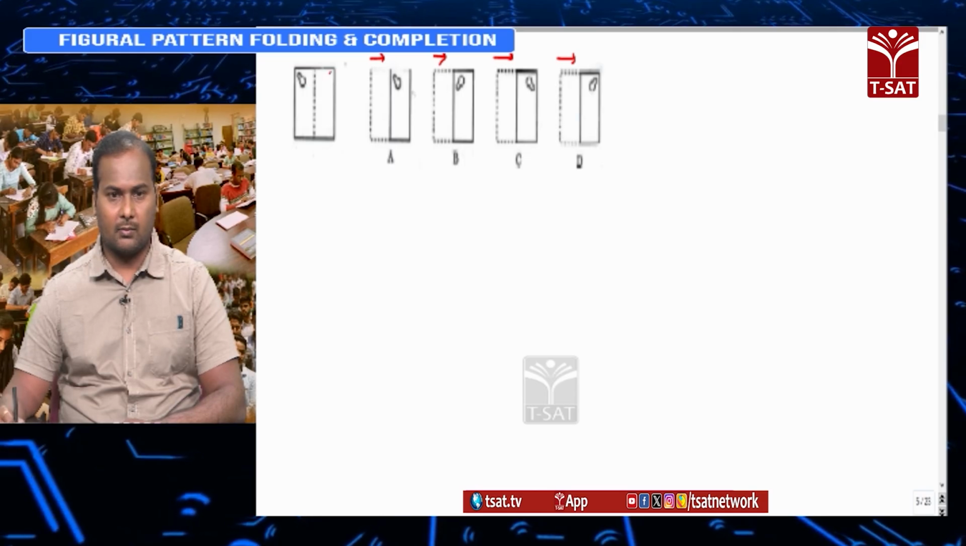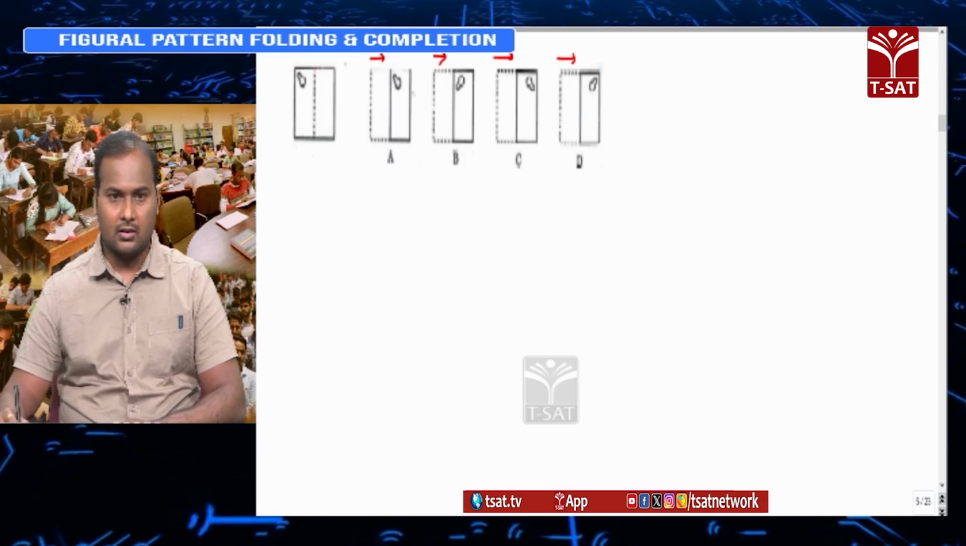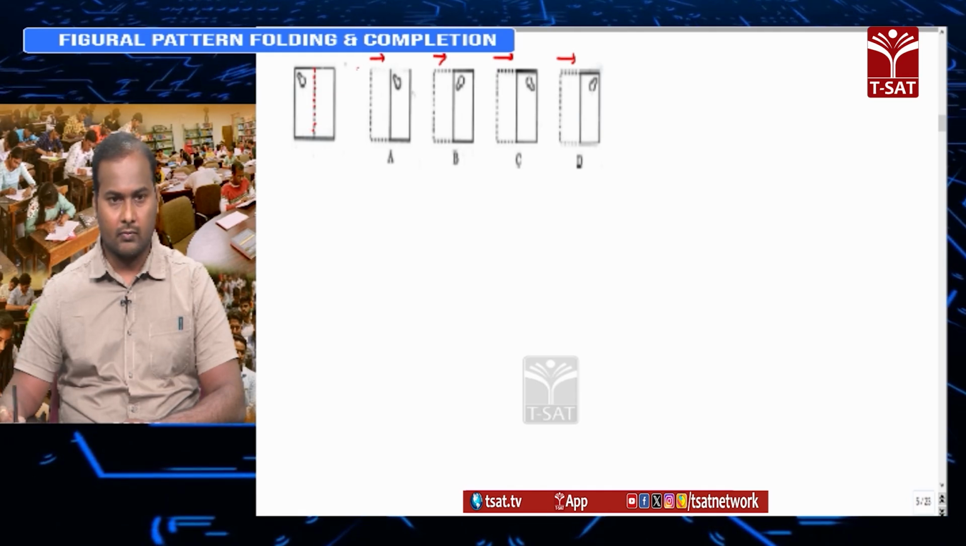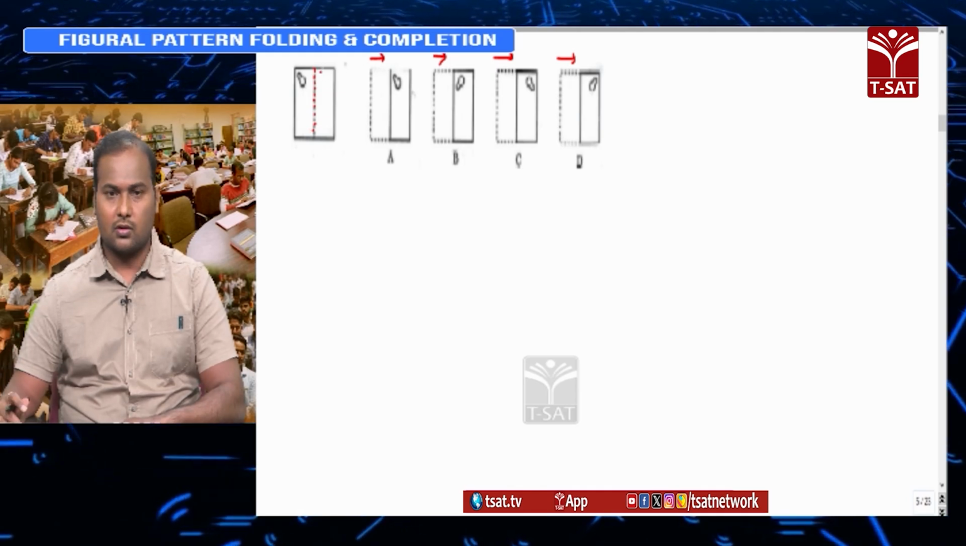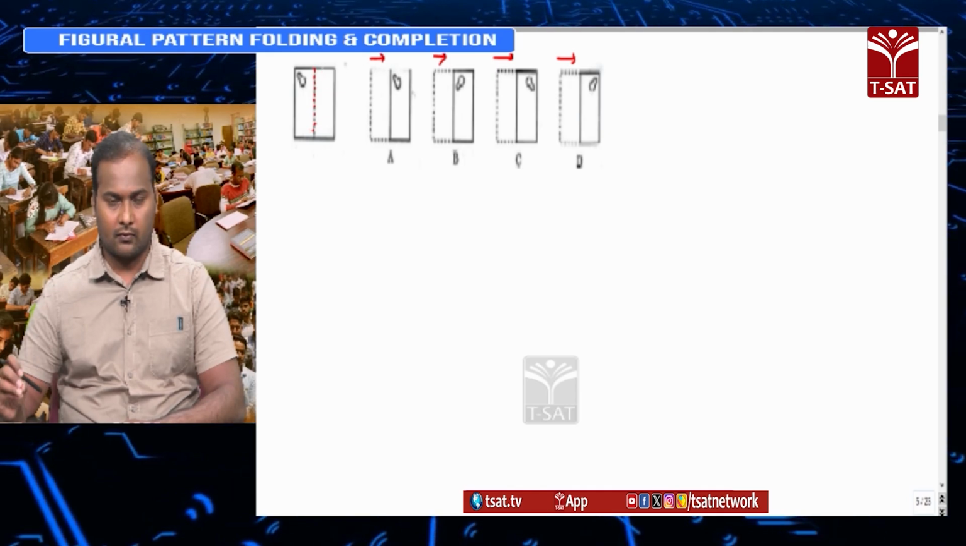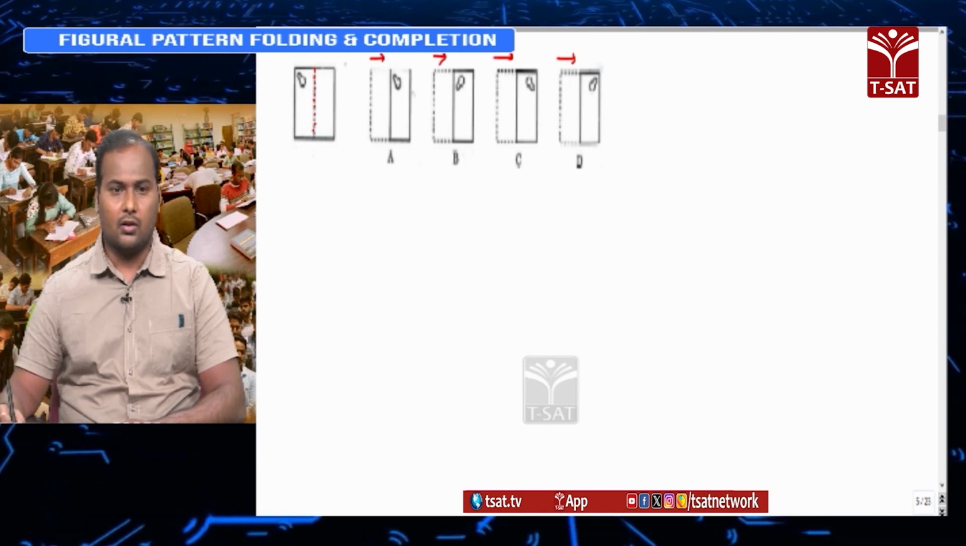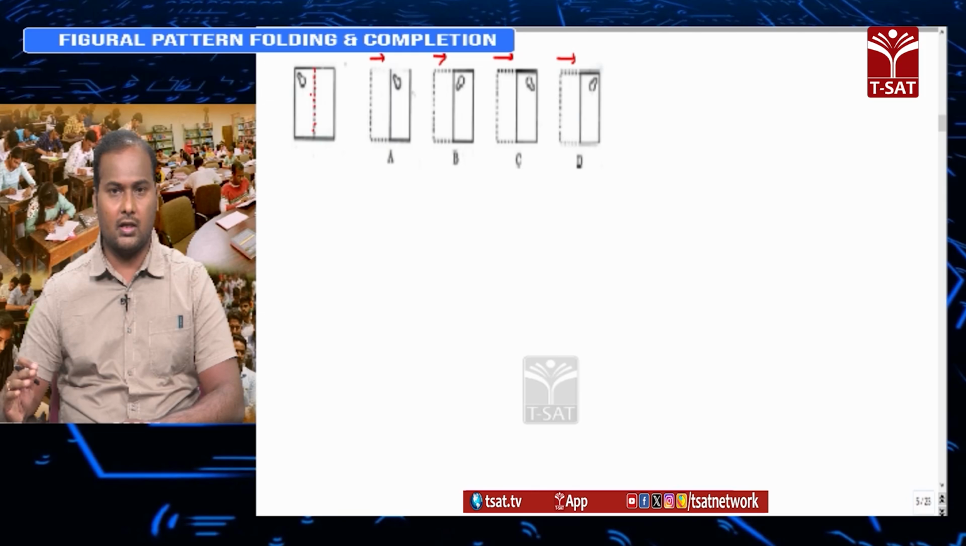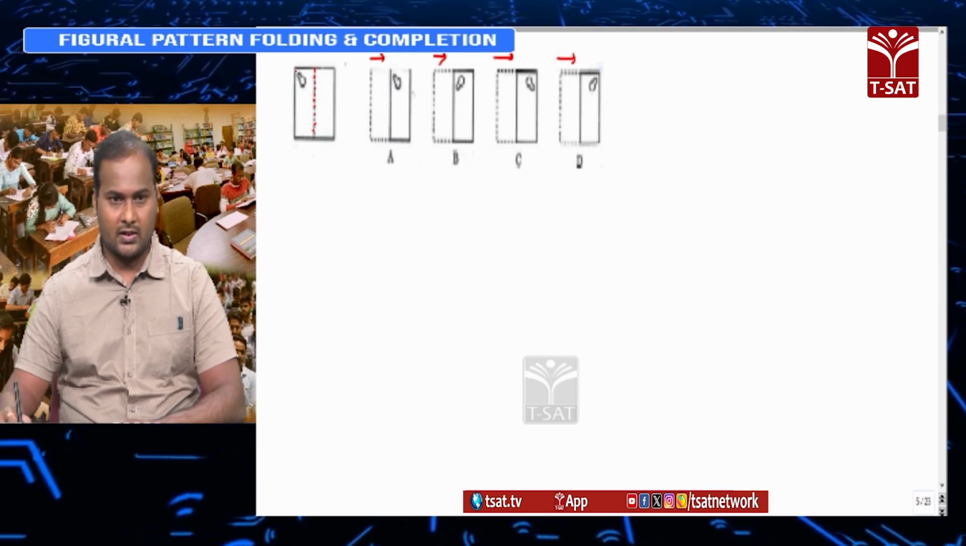So when he is folding from left to right, I already said that this dotted line, you people have to imagine it as a mirror. It's not exactly a mirror. This is not a mirror kind of question. It is a paper folding question. But still, you remember this line wherever he is folding as a mirror, then you will get the answer very easily. Let's see here.